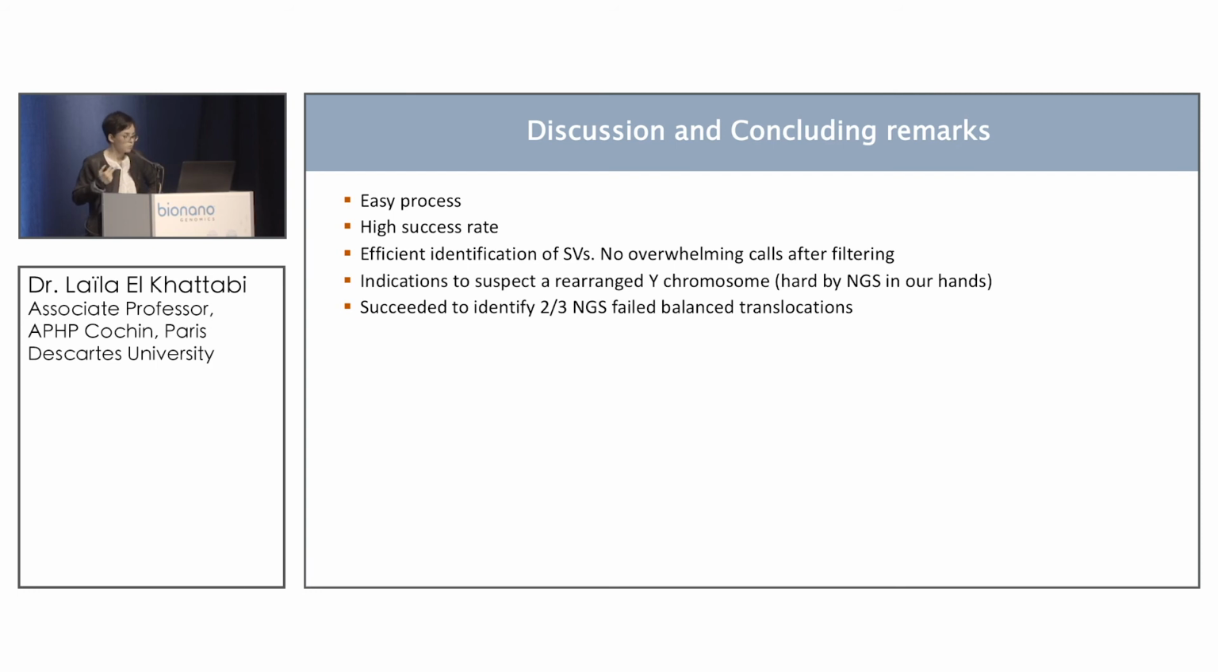Bionano came just after a test with 10x Genomics, not to mention them, but there was a huge difference for us. And at least for the isodicentric chromosome Y, we had this indication with the deletion that has been detected. So at least we could suspect something going wrong. And we succeeded as well to identify two more breakpoints compared to NGS.